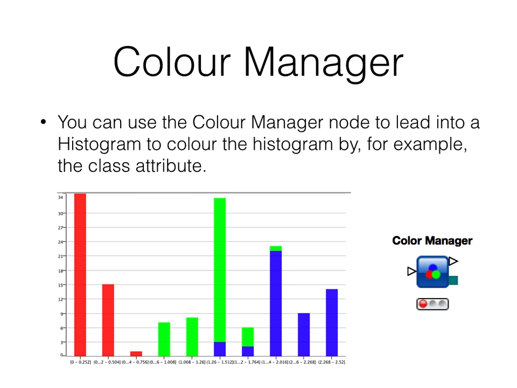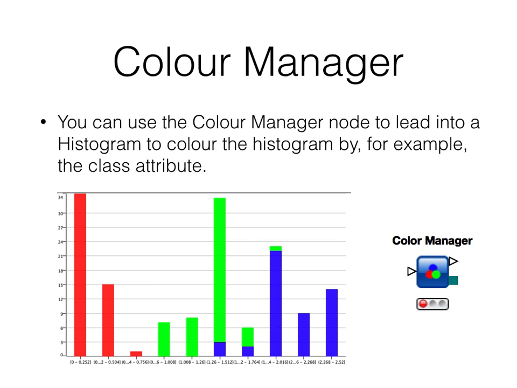So first off, coloring an attribute. We can do this using the color manager. So what we do is we have our data node leading into the color manager node, and at the color manager node we can associate a color with a particular attribute. And usually what you do, and what we've done in this case, is to associate a color with the value of the class attribute, so for the different flowers.